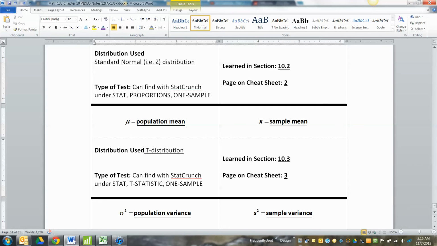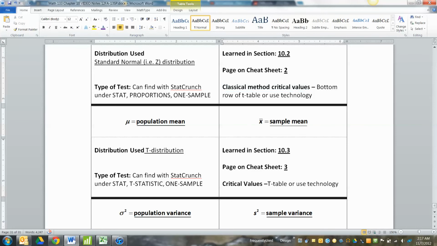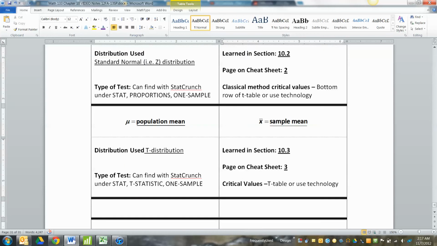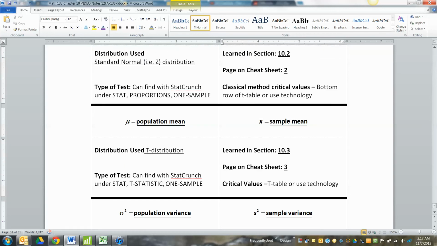Matter of fact, hold on, let me make a note. There we go, I just added that in. So when you're dealing with the proportions, you find the classical method critical values using the bottom row of the t-table or use technology. And I also thought you could also use the norm table. There's some info at the bottom of that table.